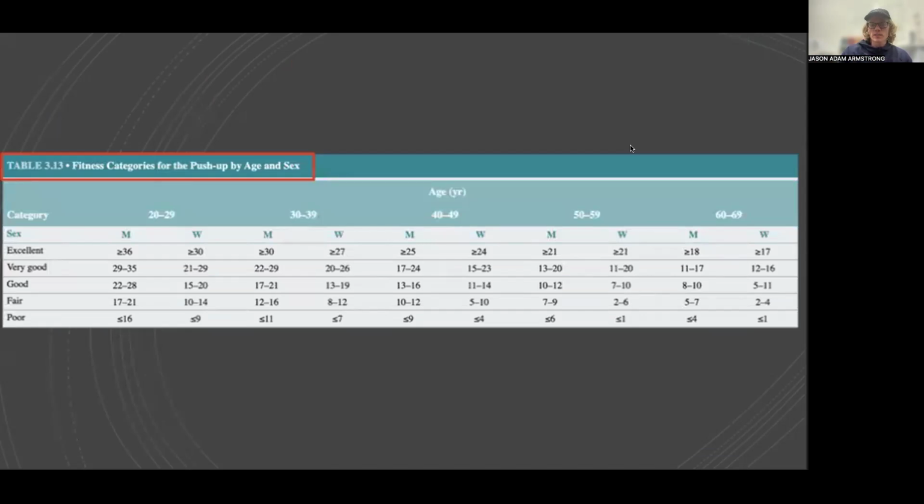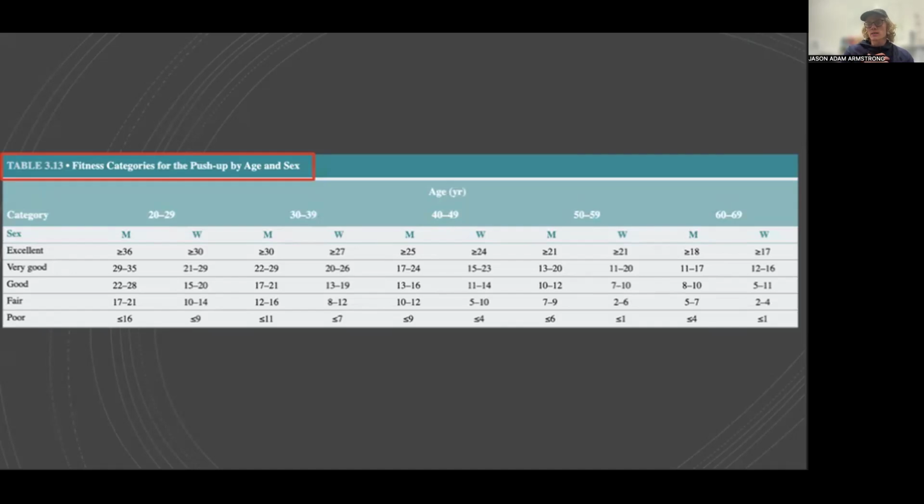Again, I don't expect you to memorize these, but notice the male, female stratification and age stratification. Here are my standards. If you are really interested, I believe in this test they required the chest to be within an inch of the ground, and then the chin couldn't be touching the ground, I think, is how they categorized the chest positioning for this push-up.